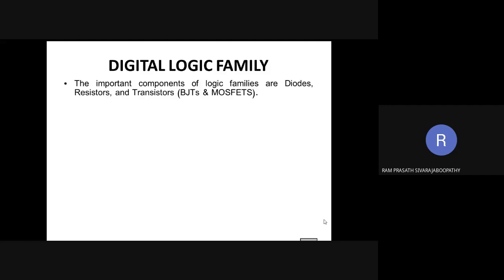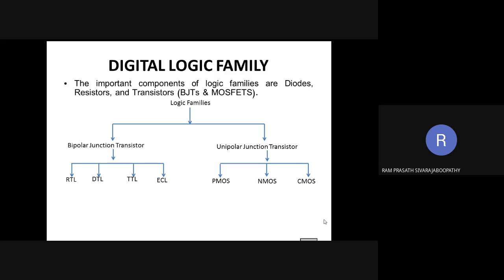Okay. So the important components of logic families are diode, resistors, and transistor. Main இதெல்லாம் யூஸ் பண்ணிருப்பாங்க. So transistor in the sense BJT இருக்கலாம், MOSFET இருக்கலாம். BJT can also be called as bipolar junction transistor or bipolar transistor. Okay, MOSFET நம்ம என்ன சொல்லுவோம் அப்படினு பாத்தீங்கன்னா unipolar transistor அப்படினு சொல்லுவோம். Fine. So this is the classification of the logic family. So the logic family is broadly classified into two types. BJT transistor வச்சு பண்றது, இன்னொன்னு என்னது unipolar junction transistor.